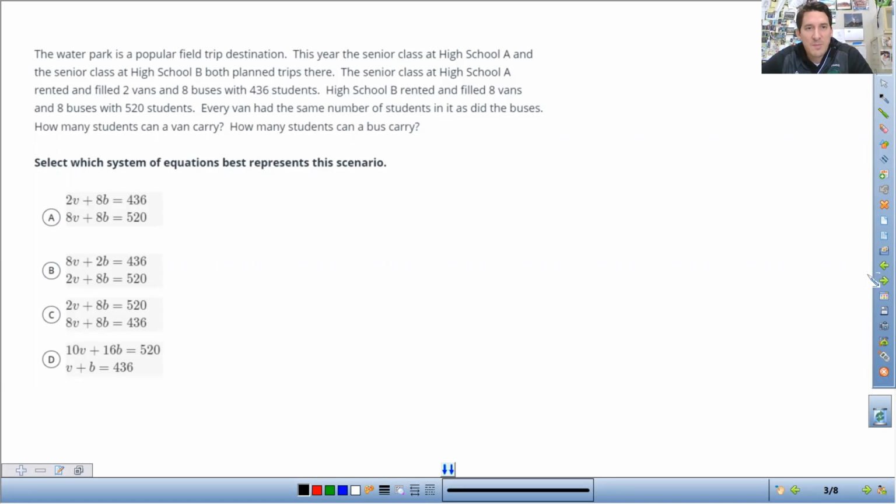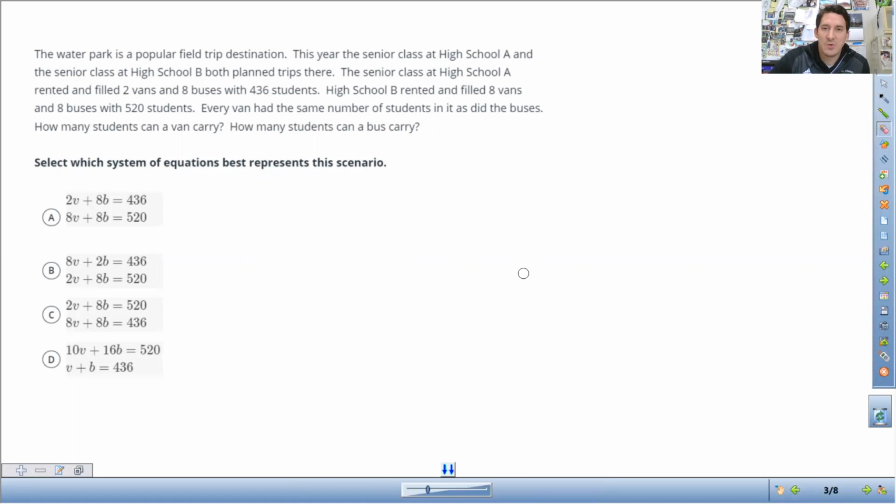So the water park is a popular field trip destination. This year, the senior class at high school A and the senior class at high school B both planned trips there. The senior class at high school A rented 2 vans and 8 buses with 436 students. High school B rented and filled 8 vans and 8 buses with 520 students. Every van had the same number of students in it as did the buses. How many students can a van carry? How many students can a bus carry?